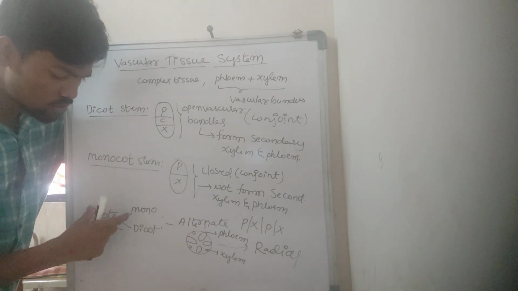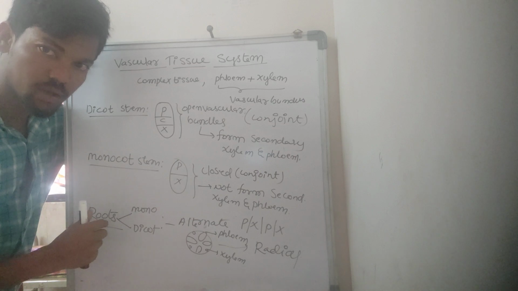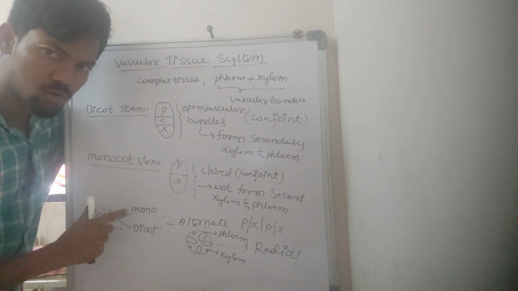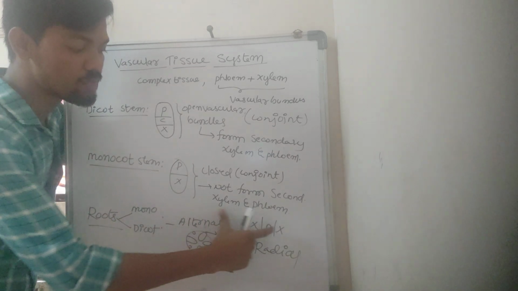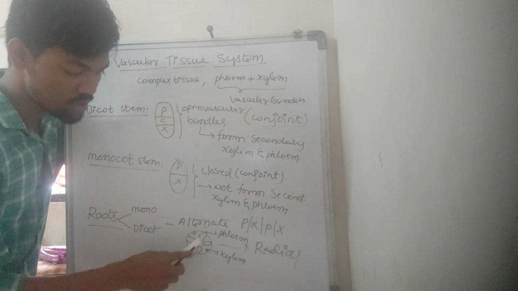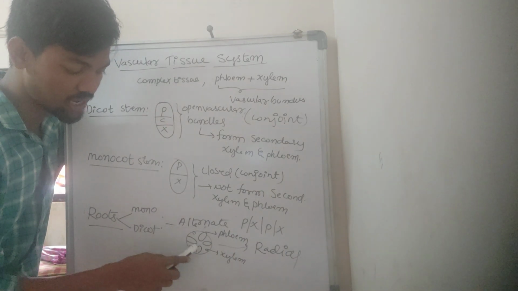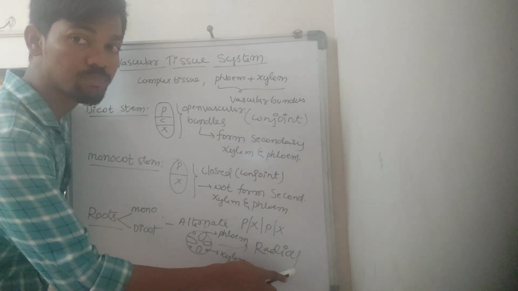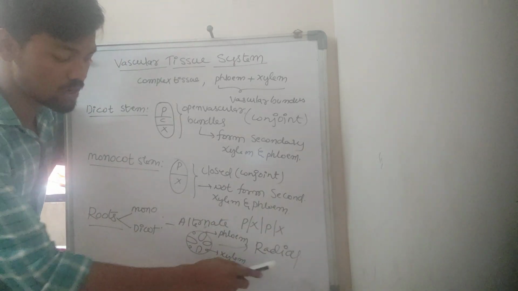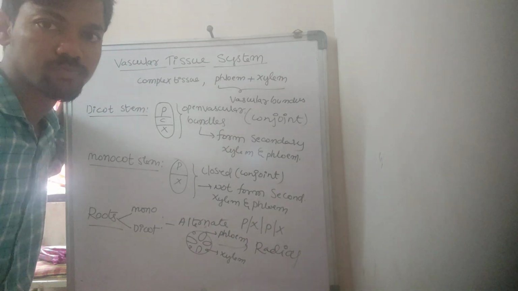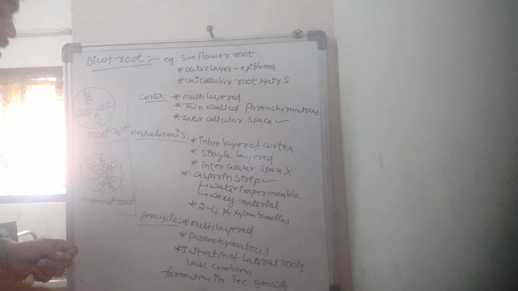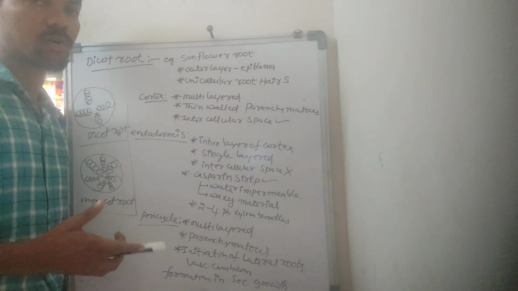Come to both the monocot and dicot root. In them, phloem and xylem are in an alternate manner: phloem, xylem, phloem, xylem. They are in a radial manner, so they are called radial vascular bundles. Here, listen, next one.